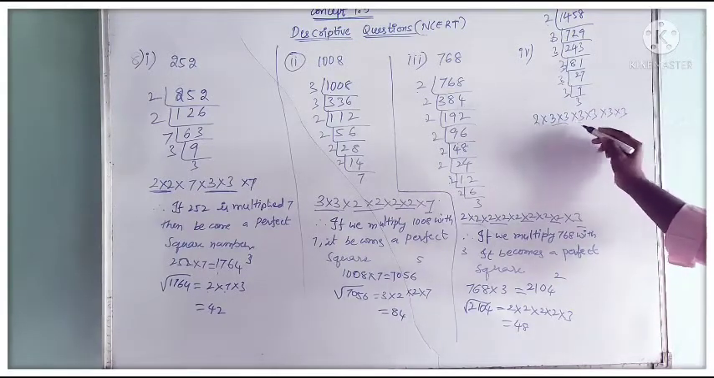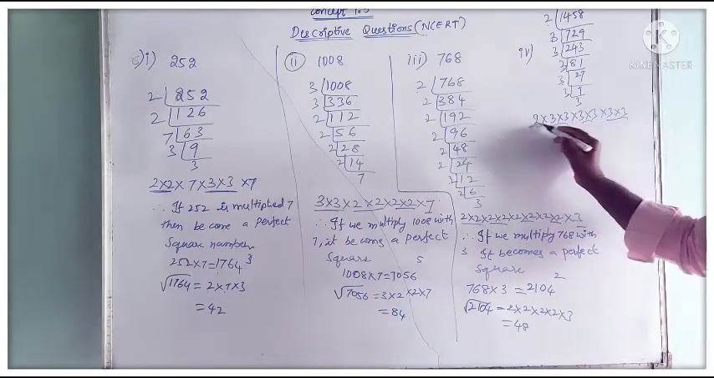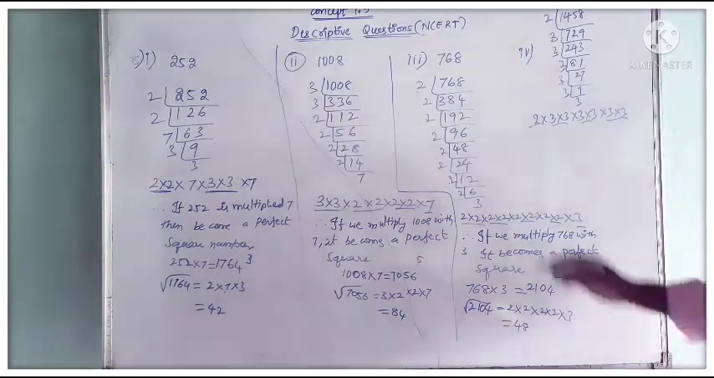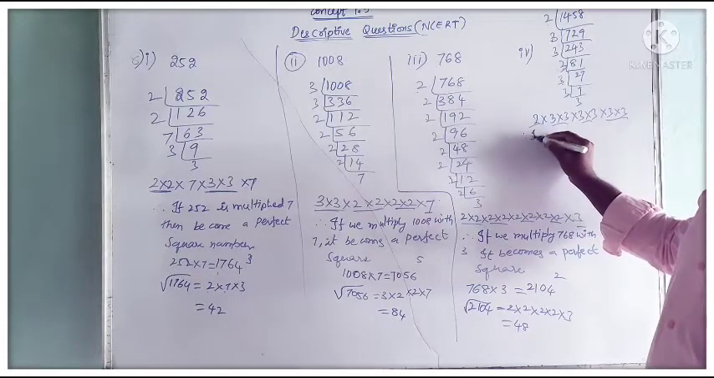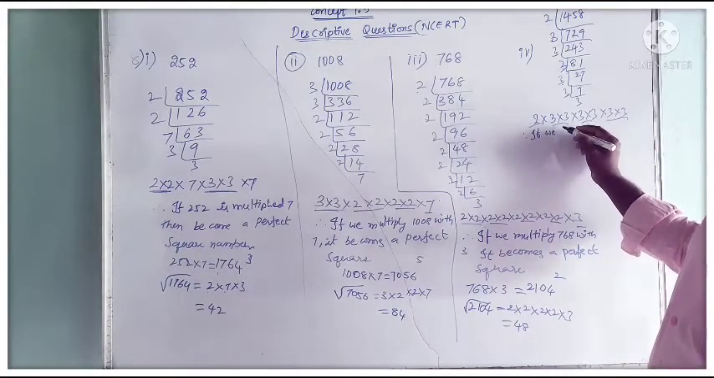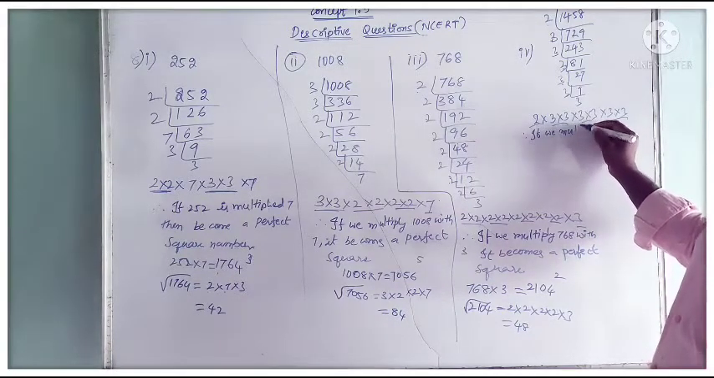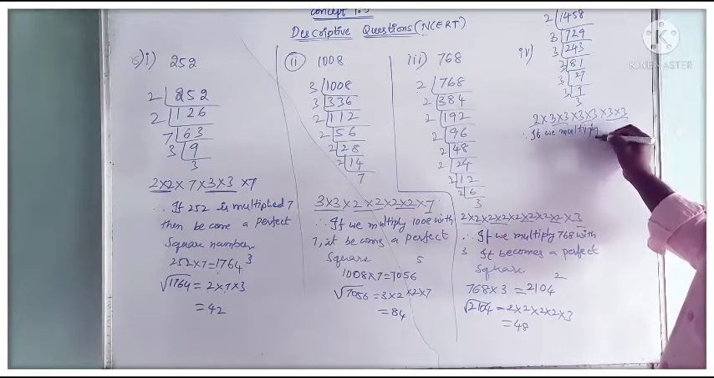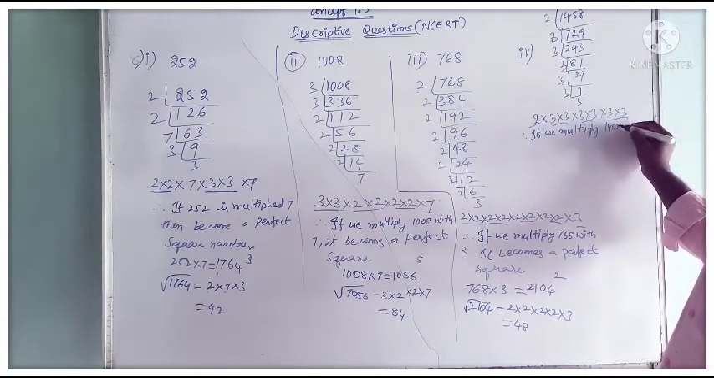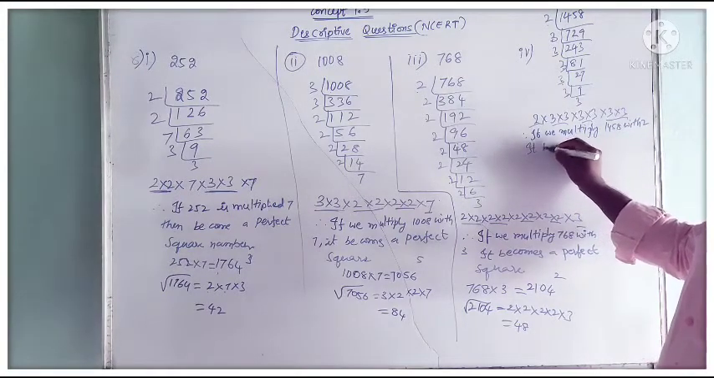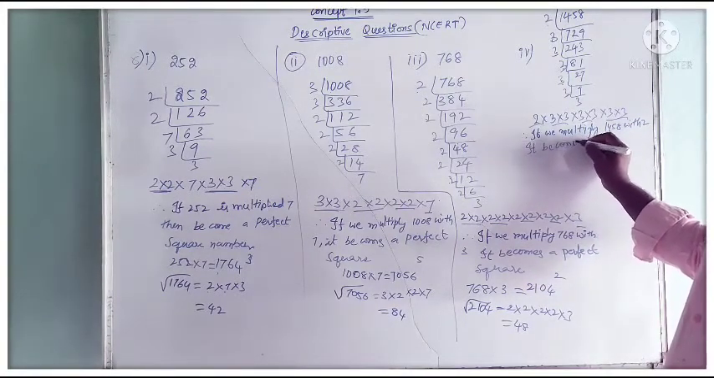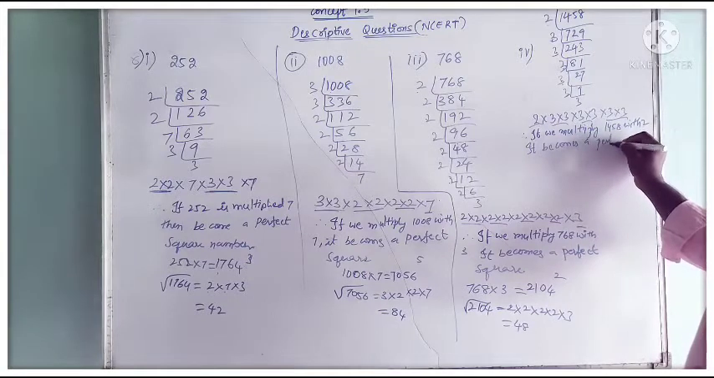Okay, here the 3s have pairs. This has a pair, this has a pair. Here 2 is alone. We have to make a pair, so we need to multiply with 2. Therefore, if you multiply 1,458 with 2, it becomes a perfect square.